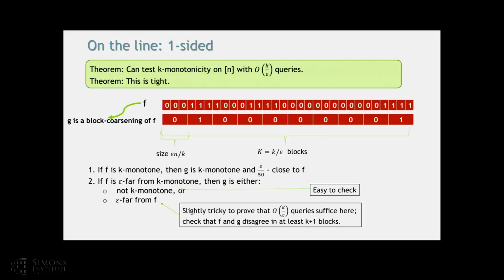Again, we're trying to find k plus 1 blocks that are sort of weird, that have differences. So we have a witness for the violation of k-monotonicity. And we really want to show that an epsilon fraction of the blocks are bad. So if we have epsilon-farness, then we're essentially doing constant work per block. But again, we have to be a little bit careful in the analysis that we can really do this.